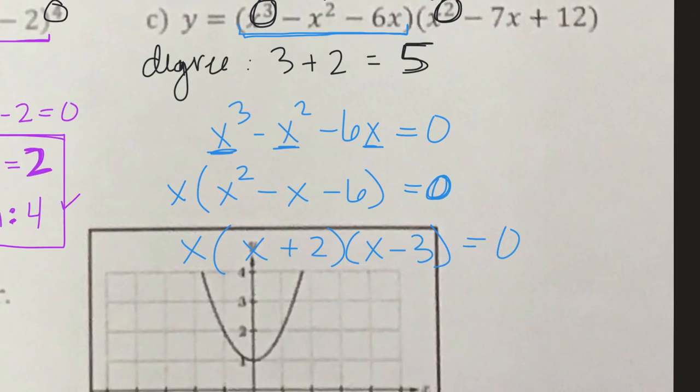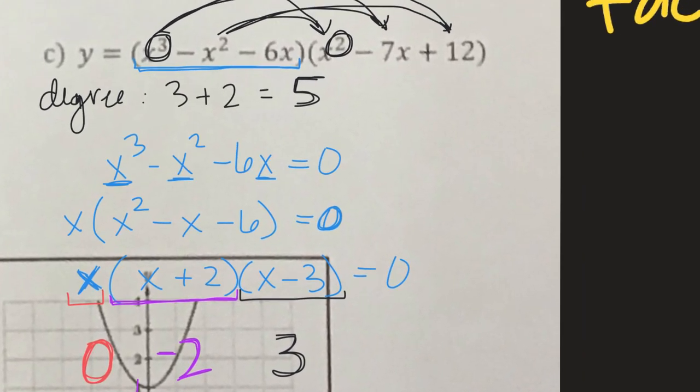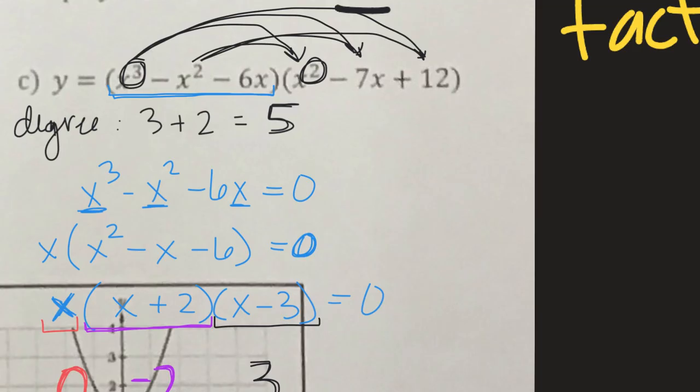So my first zero, my root, is from this term. So I have 0. My second one comes from this term. What number plus 2 equals 0? -2. And my third comes from this term, x minus 3. What number minus 3 equals 0? +3. So from our left side, we already have 3 zeros. And now we have to tackle the right side equation.